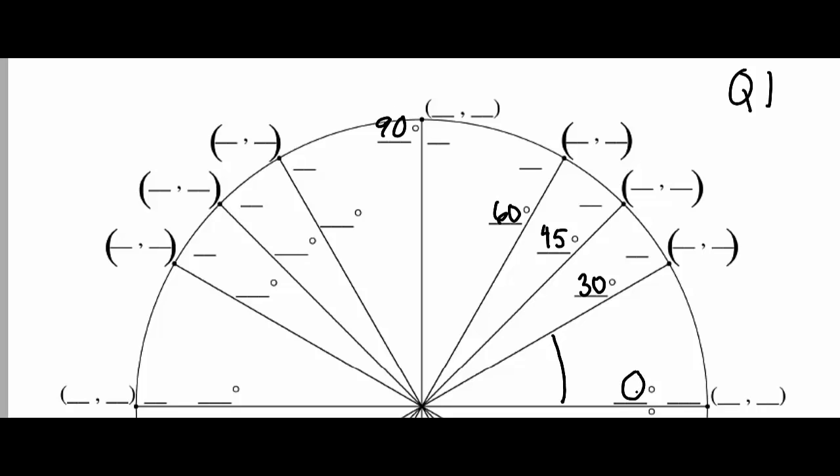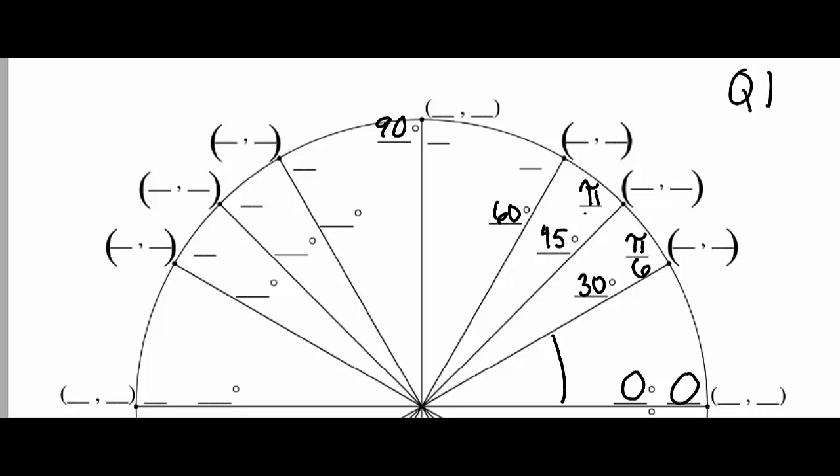0 degrees is the same thing as 0 radians, so let's go ahead and label the radians. 30 degrees is pi divided by, now remember that pi is the same thing as 180. 180 divided by what would give us 30 degrees? Well, that would be 6. So that's pi over 6.